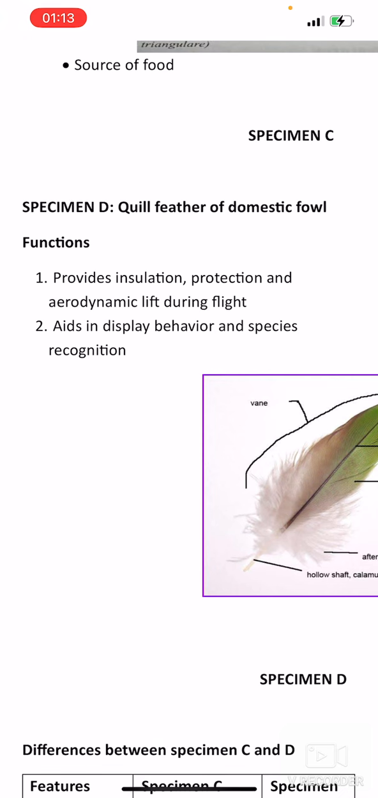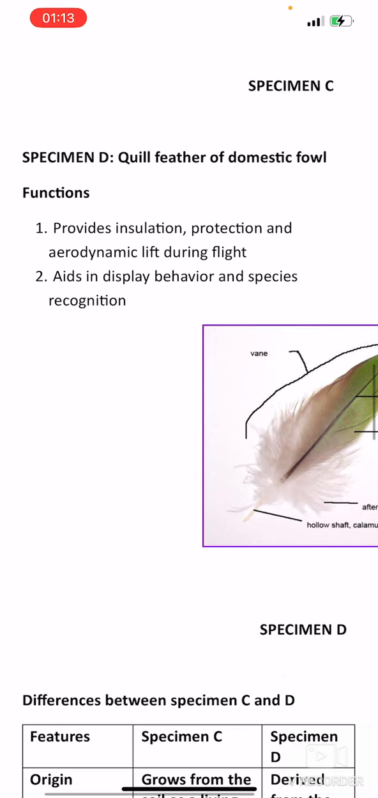Let's quickly talk about the kingdom that Specimen D belongs to. They belong to the kingdom Animalia, the phylum Chordata, and the class is Aves. So you can quickly know some of the characteristics of their class.